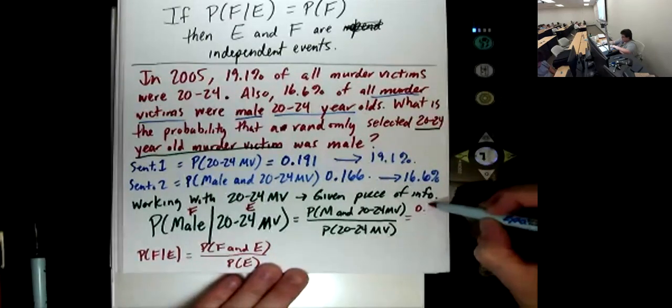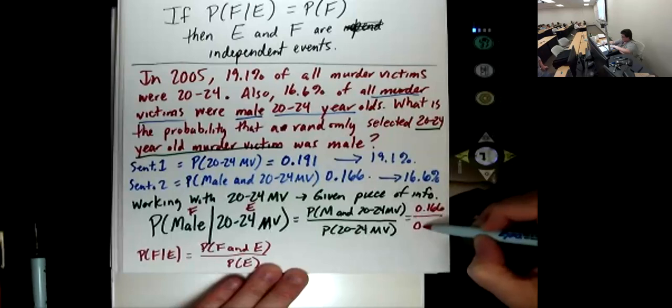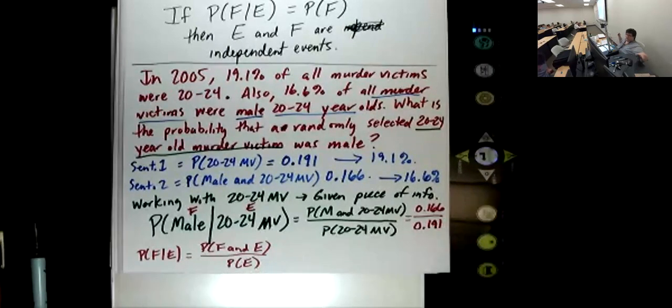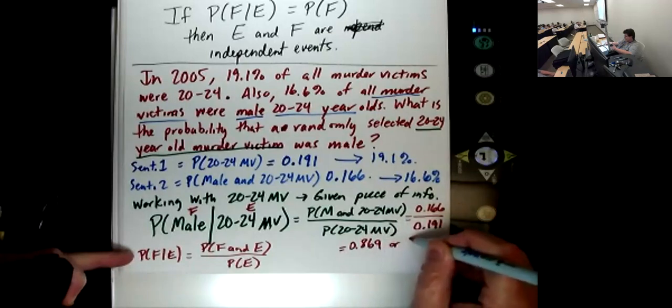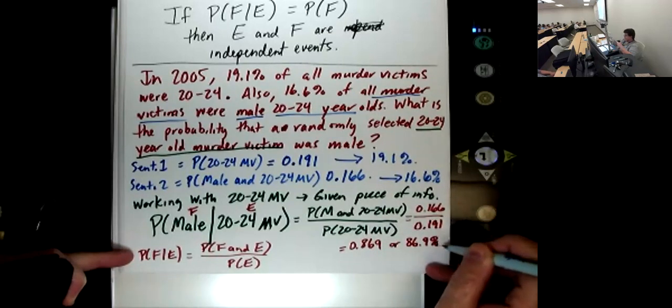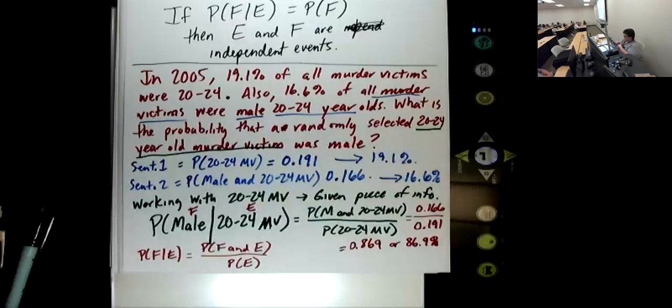That is 0.166 divided by 0.191. And I am getting 0.869 or 86.9%. If they found a murder victim that was 20 to 24 years old, there was basically an 87% chance it was a male.